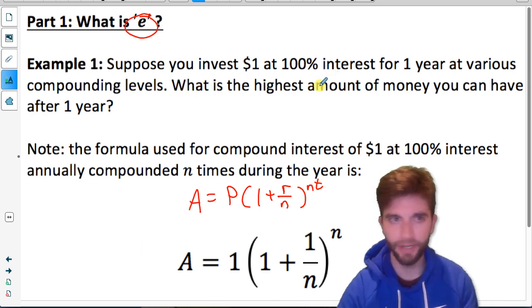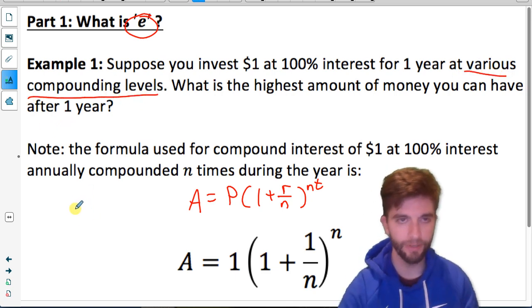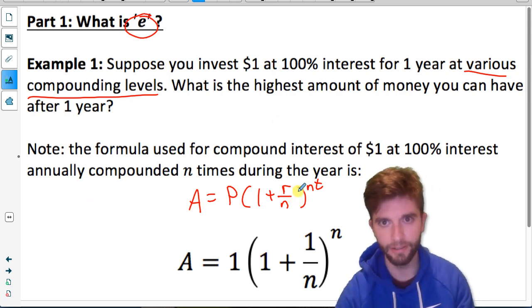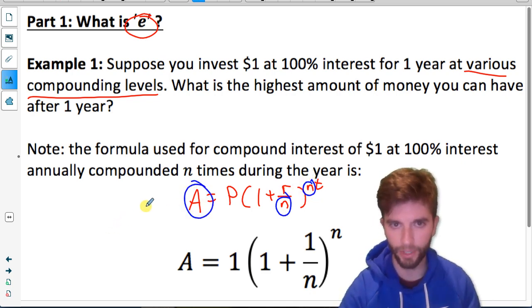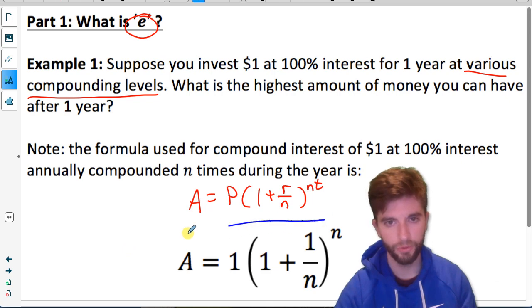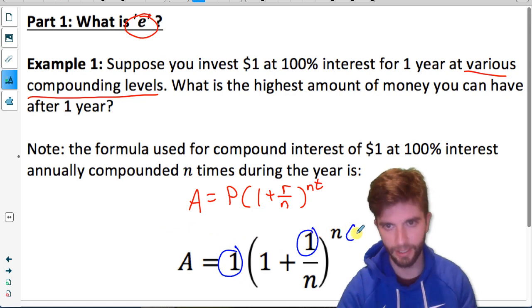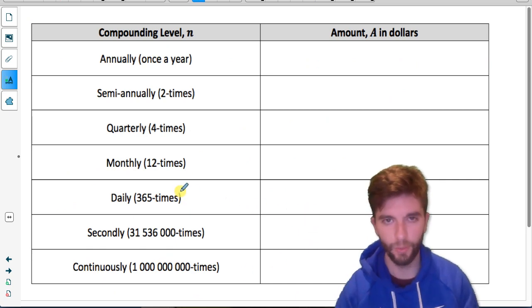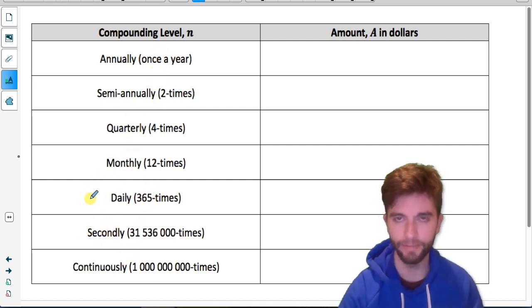What is the highest amount of money you can have after 1 year as we vary the number of times the interest is compounded in that 1 year? So we're going to vary n. So as we vary n, how does that affect the future amount we're able to get our principal amount up to? So we'll use this version of the formula, which has our principal amount, our interest rate, and our number of time periods subbed into it already, to fill out this table with all these different compounding levels. So we're going to compound that interest a bunch of different amounts of times within that 1 year time period.